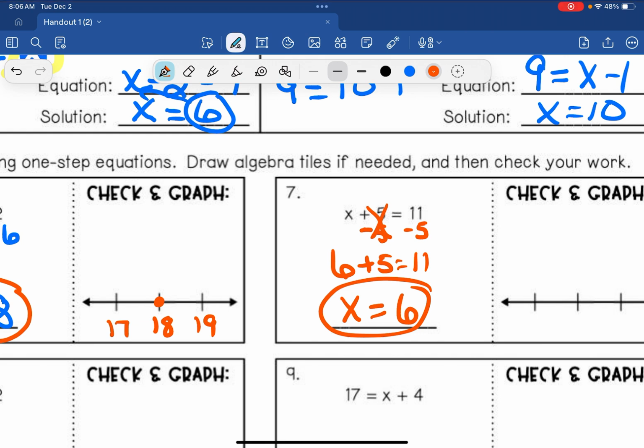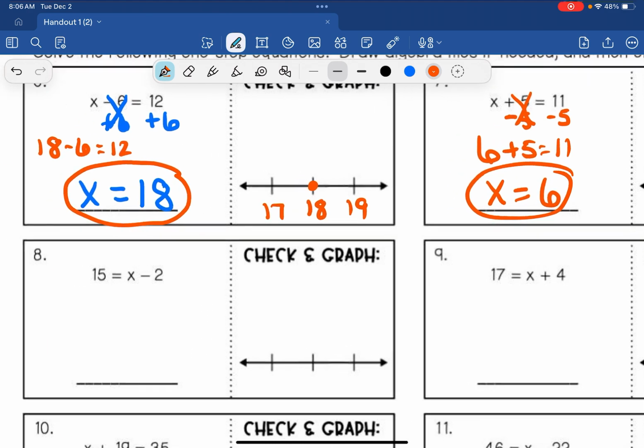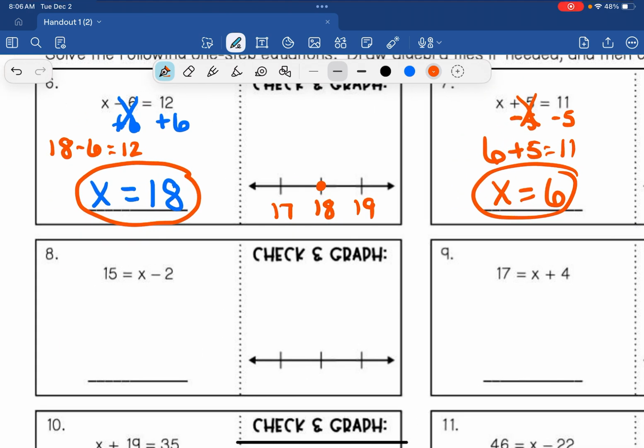All right, so let's do just 2 more, and then I'll have you guys work on your homework. So again, we look at this one, we want to do the opposite. So if we are subtracting, the opposite of subtracting is adding 2, because we want to get x by itself. That is our whole goal. Okay, x wants to be by itself. So we're going to add 2 to the other side.